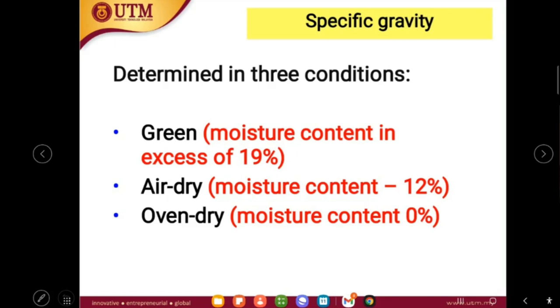Okay, so specific gravity, we can determine for the timber in three conditions. One is when the wood is green, which normally refers to when the moisture content of the timber is more than 19%. When the wood has more water, more than 19%, we call it green wood. Okay, when it is air dry, normally the moisture content will go down until 12% is left. But when we oven dry it, the moisture content will become zero.